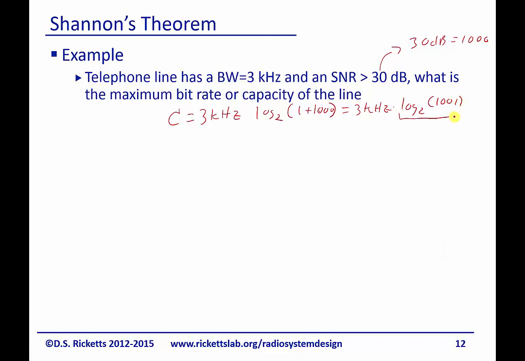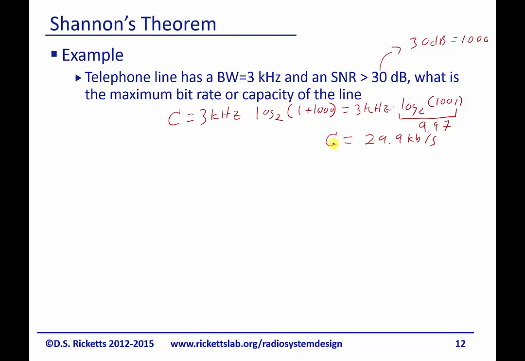If you calculate this, this is roughly 9.97. And so we end up with our final channel capacity, calculating that out, is 3,000 times 9.97 equals 29.9 kilobits per second. Okay? So you can see how we can calculate our maximum channel capacity.